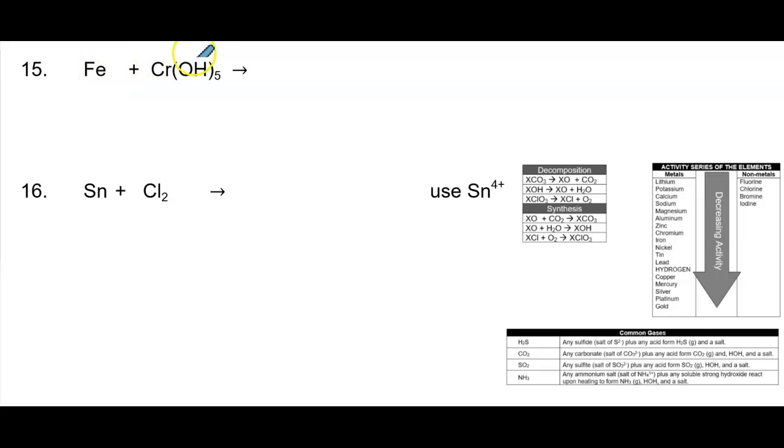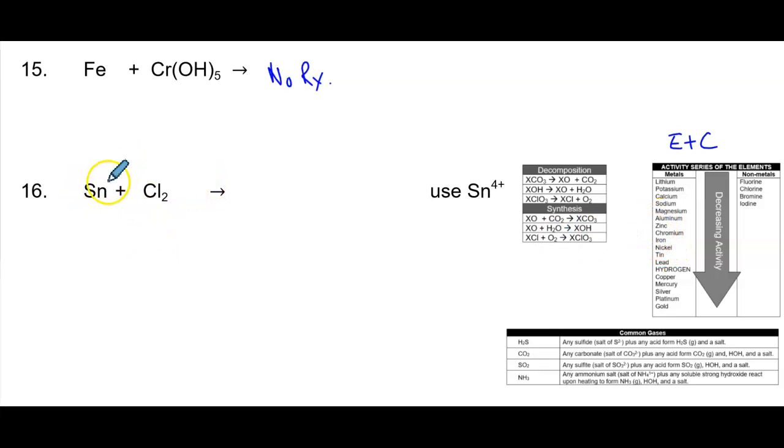Okay, here we have an element plus a compound. Again, we're checking here, okay? It is not any of these, so it has to be a possibility of being a single replacement. Remember, this is where we go for element compound or compound element. We're looking at who's alone. Iron. Iron must be higher than chromium. It is not, so there's no reaction. Okay, iron is not higher than chromium, so no reaction can take place.